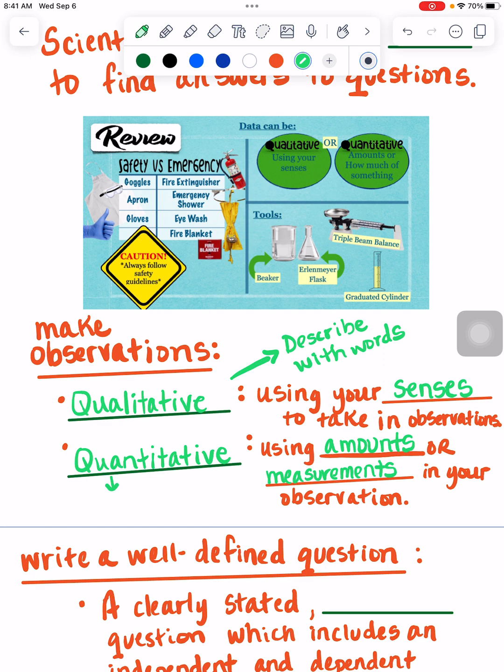So this is when you would find a number. That would be your quantitative. It's a quantity, an amount. So where that arrow is from quantitative, I'm going to say we're going to describe with numbers. Describe with numbers, a quantity.